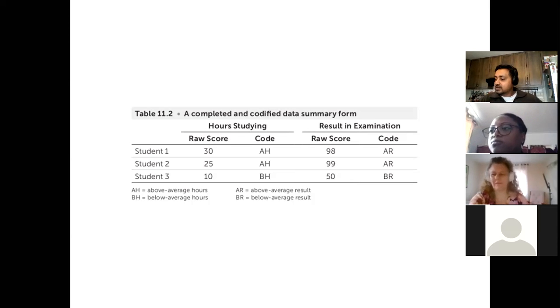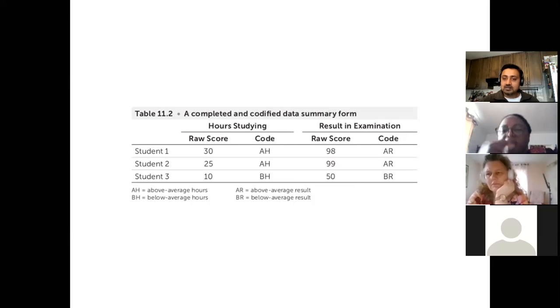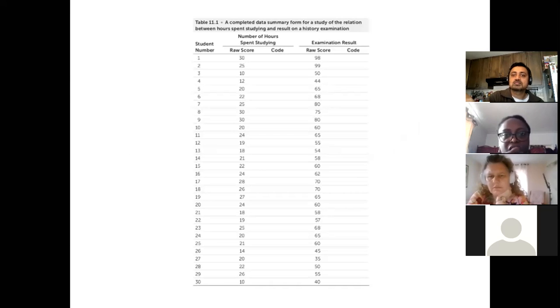So we're talking about the data itself and how to code it. Raw data, as we saw on the previous slide, is very hard to interpret, so you can start to code the data. For instance, 30 is greater than the average number of hours, so you can put a code here. 25 is above the average number of hours. Let's say the average number of hours is 15. 10 would be below the average number of hours, and so on.